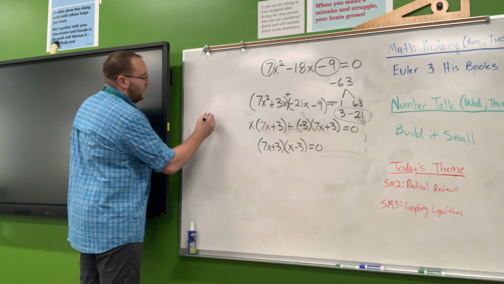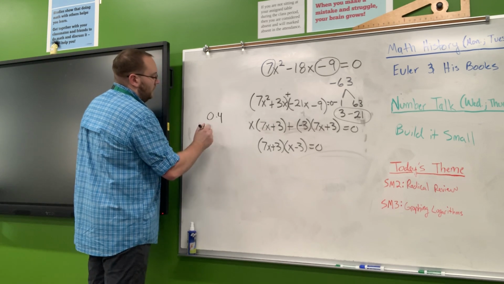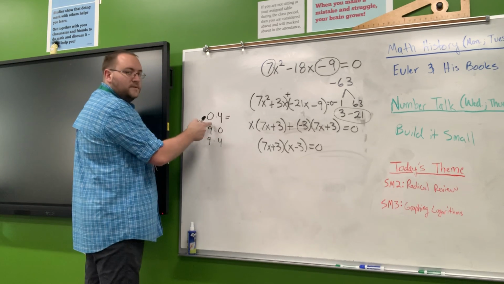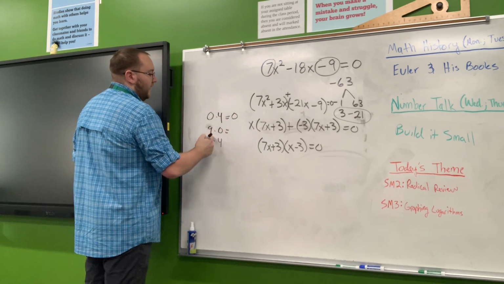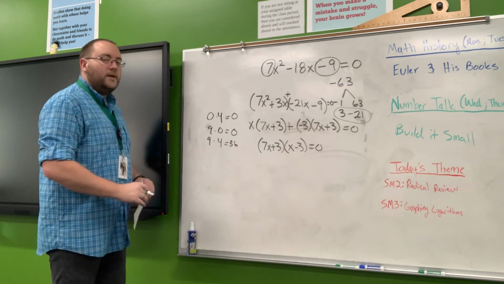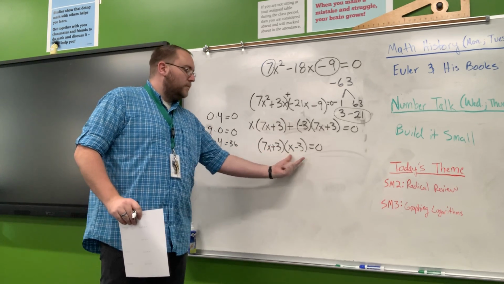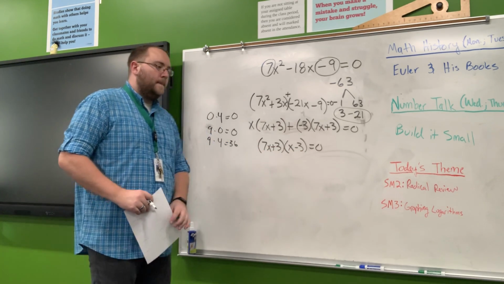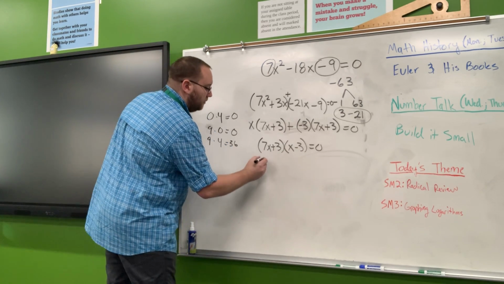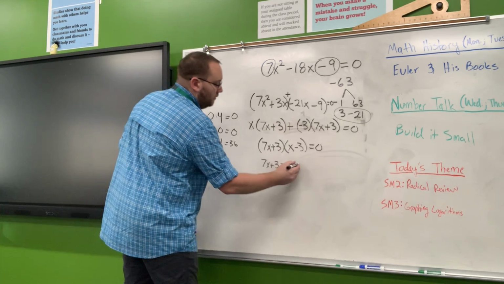For example, if we have 0 times 4, or 9 times 0, or 9 times 4. Well, you all know 0 times 4 is 0, and 9 times 0 is 0, but 9 times 4 is 36. So the only way to get something to equal 0 when you multiply is one of the numbers you're multiplying by has to equal 0. Well, we don't know if it's this one that's 0 or this one, so we just do both of them. Either one, either factor could equal 0.